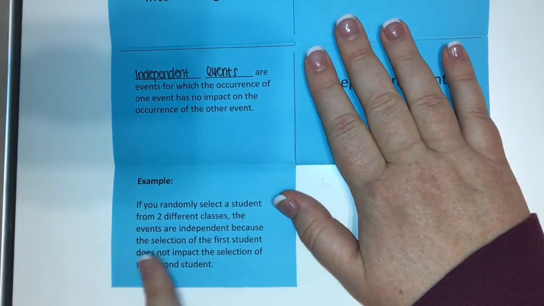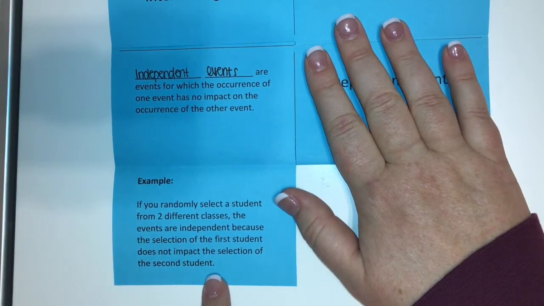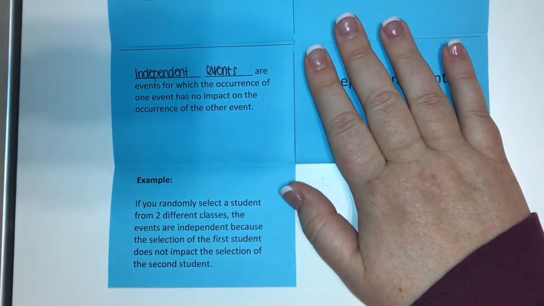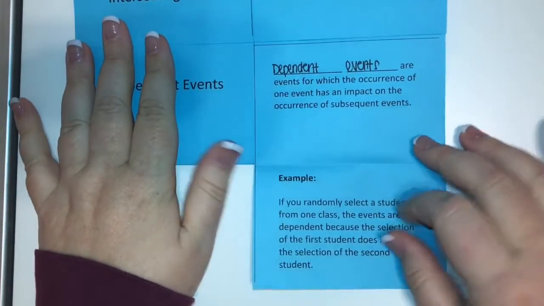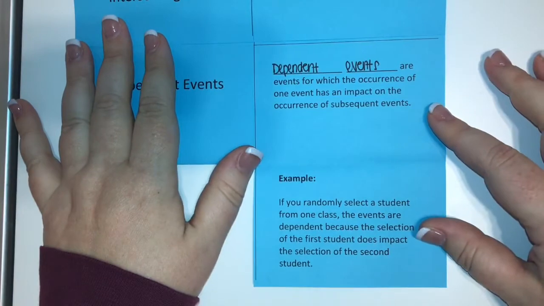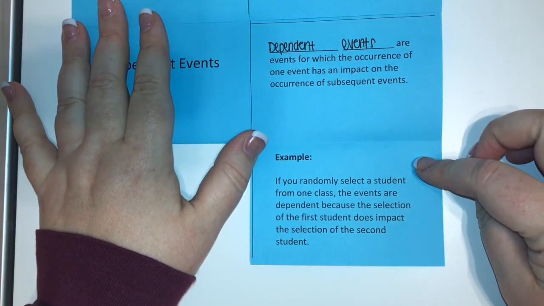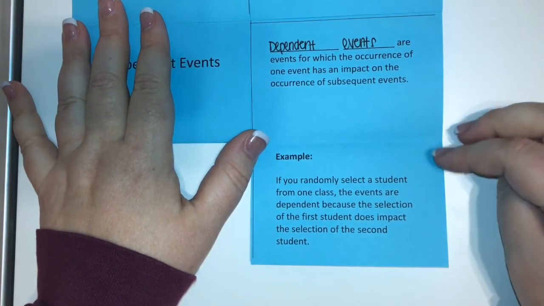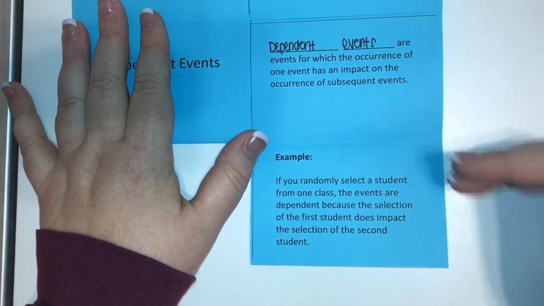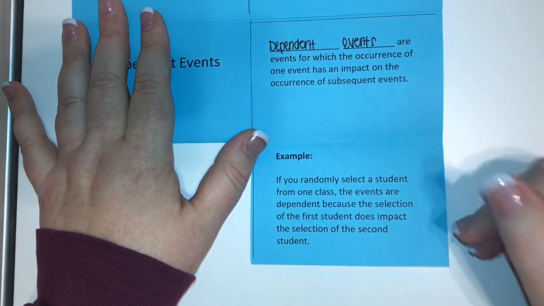The events are independent because the selection of the first student does not impact the selection of the second student. So if we're pulling students from two different classes, the probability of selecting our first student won't change the probability of our second student. And then we have dependent events. And that's events for which the occurrence of one event has an impact on the occurrence of subsequent events. So the example would be if you randomly select two students from one class. The events are dependent because the selection of the first student will impact the probability of selecting the second student.